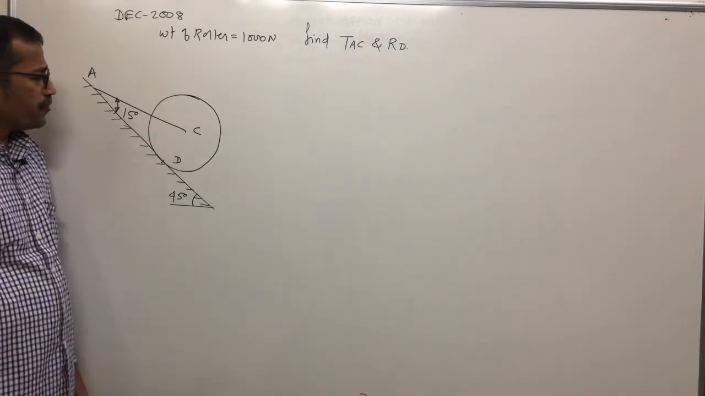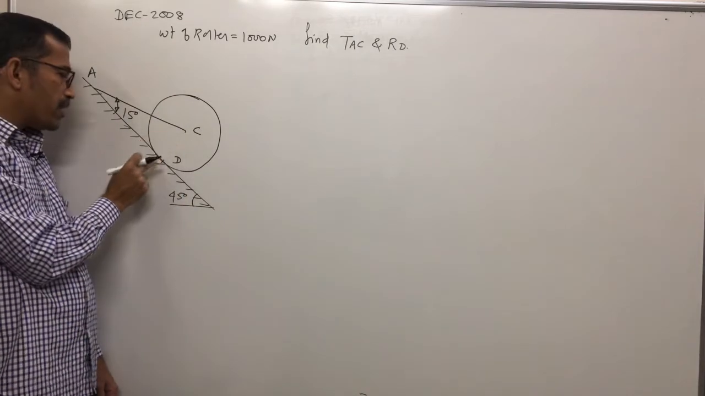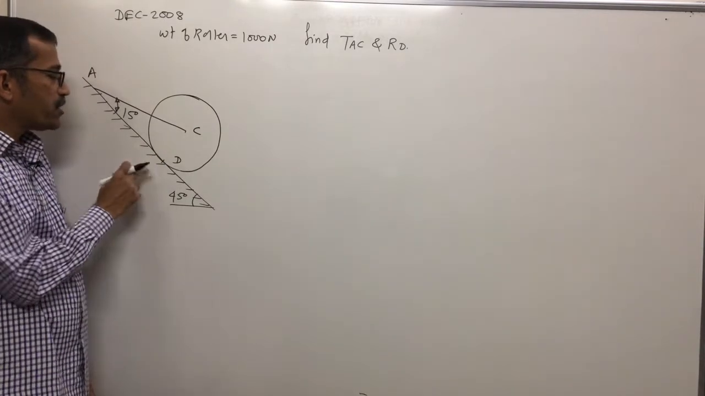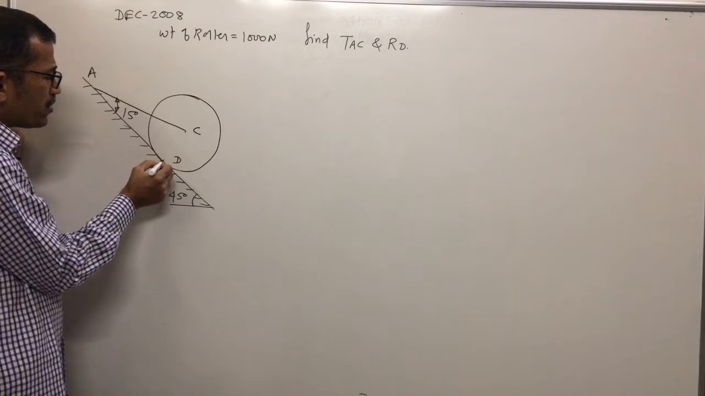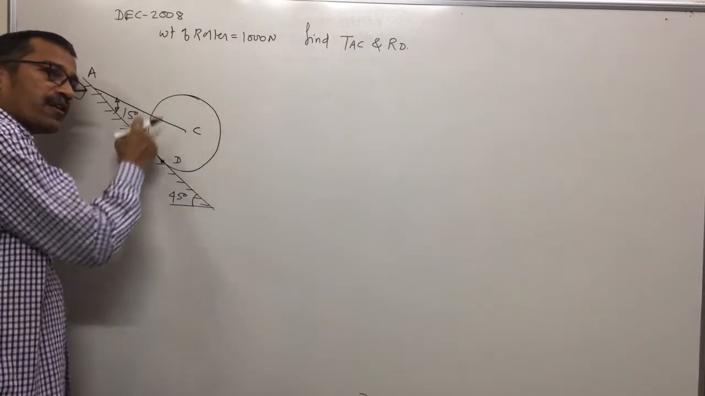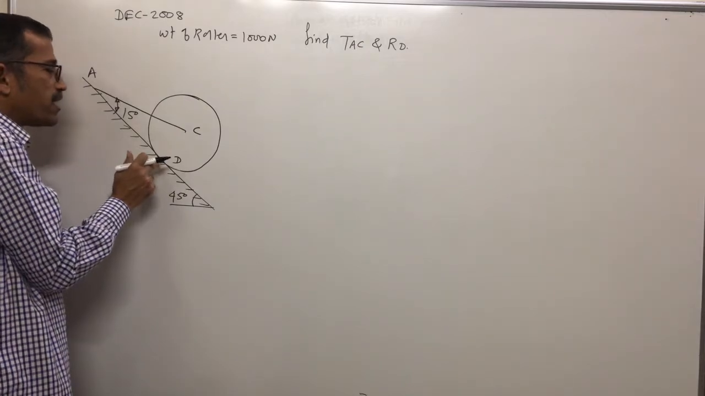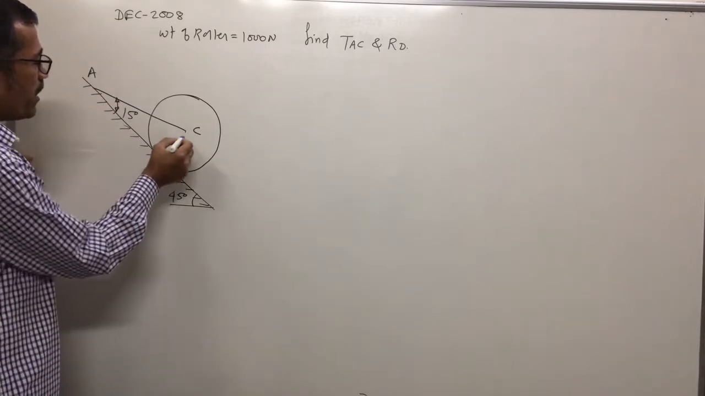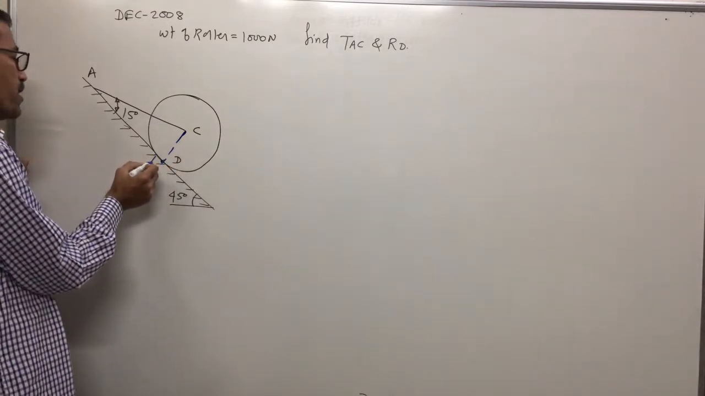Weight of roller is 1000. Now if we try to draw the free body diagram, the roller is resting on an inclined plane. Whenever there is a smooth contact surface, what will we get? Reaction. In which direction? Perpendicular to the contact surface. That means if we draw a line perpendicular to the contact surface at point D, which lies on the circumference of the circle, that line of action has to pass through the center. So the line of action of RD passes through the center.